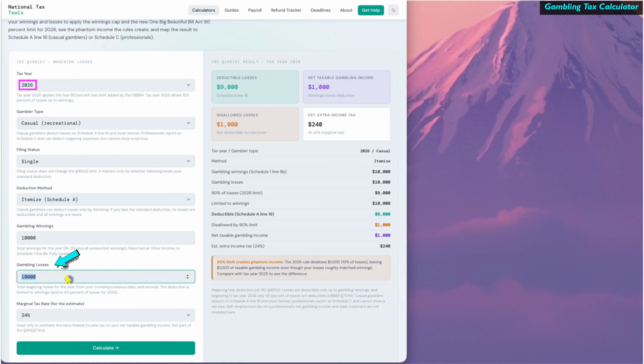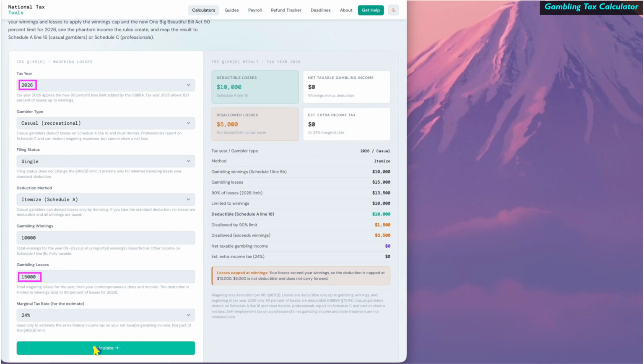What if for 2026 his losses were $15,000 instead of $10,000? In that case, 90% of 15 is $13,500, which exceeds his $10,000 in winnings. So the deduction gets capped at $10,000. The full $10,000 is deductible and Luca has no taxable gambling income.